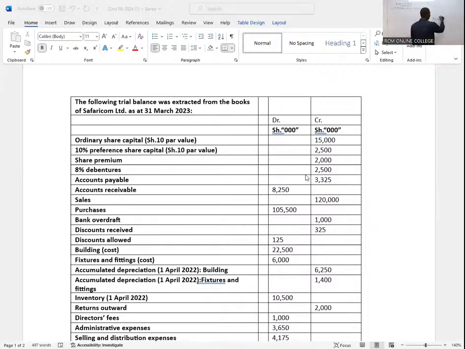And then we have liabilities, we have equity, and revenue or sales. These fall under what? They fall under credit. They are credited. For example, if you look at our sales there, our sales is credited. What's the amount of our sales?